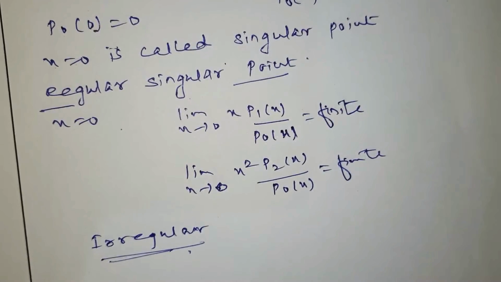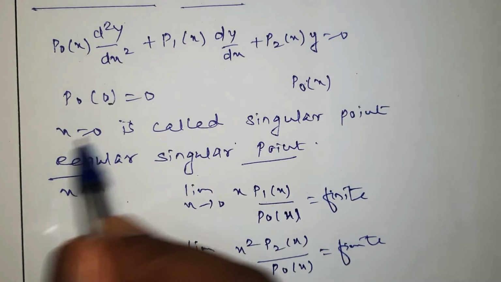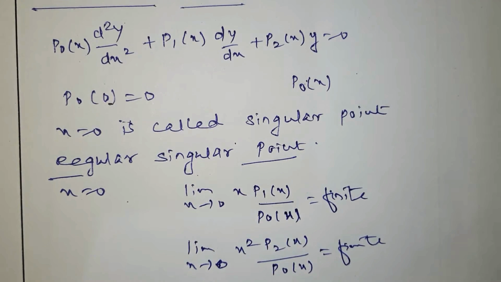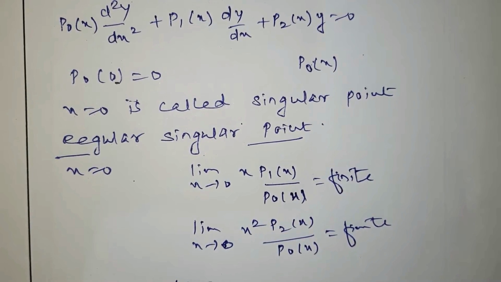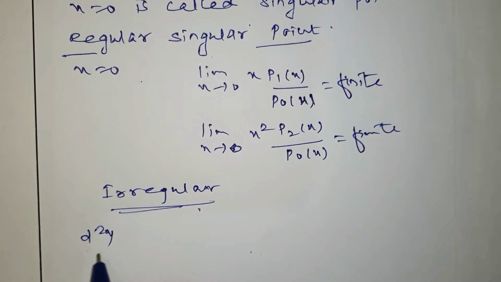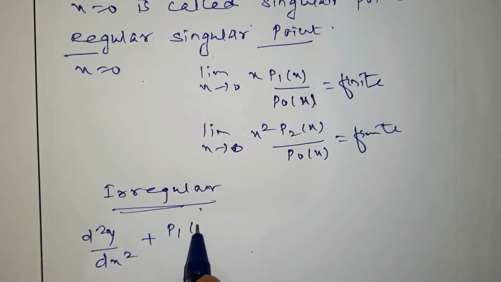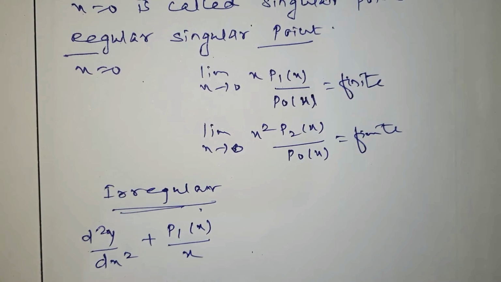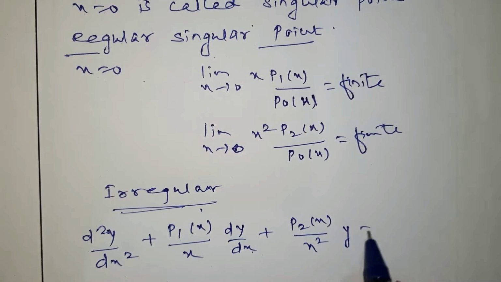Now what is exactly Frobenius method? Frobenius method means finding the solution at a singular point. If I write this equation in this way, d2y by dx square plus p1 of x upon p0 of x, I can take the value, say x, dy by dx plus p2 of x upon x square y is equal to 0.